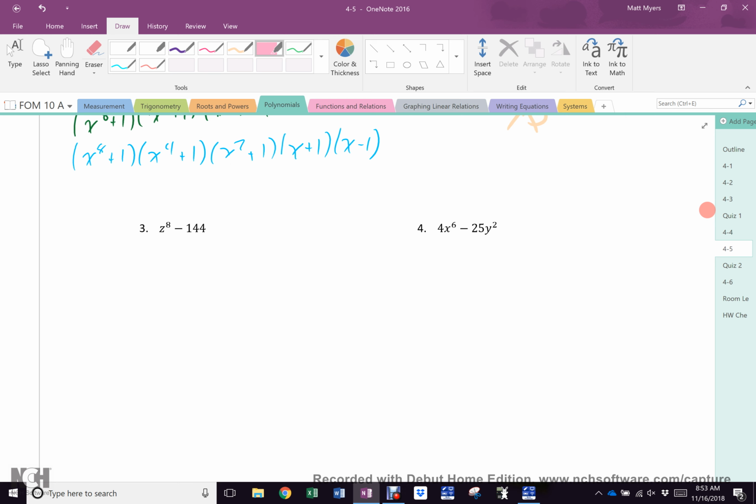The variable's z instead of x. Does anything change? No. Does z to the 8th have a square root? Yes. How do you know that? What is it about z to the 8th that makes you automatically know it has a square root? Pardon? It's an even number because you halve the exponents, right? So that must be, what is my first term? Z to the 4th. Plus, what is my second term? 12. Then I just write it again.